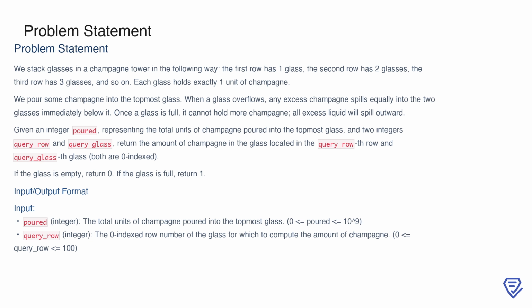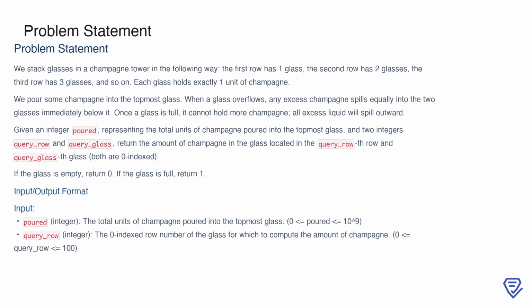Let's dive in. Imagine we have a champagne tower, where glasses are stacked in rows. The first row has one glass, the second row has two glasses, the third row has three glasses, and so on. Each glass can hold exactly 1 unit of champagne. When we pour champagne into the topmost glass, it starts filling up. Once the glass is full, any excess champagne spills evenly into the two glasses directly below it. This process continues down the tower row by row.